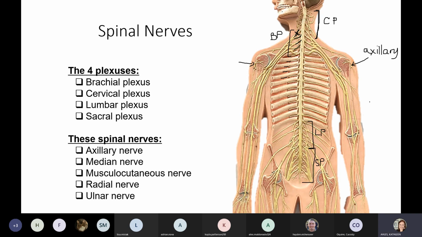We're asking you with these nerves to use their locations to predict what muscles they might control. When we talk about the axillary nerve, what muscle that we looked at last week lives right on top of the axillary nerve? Who's up there?